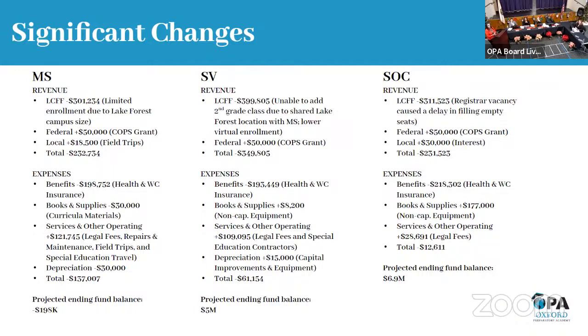SV is projecting lower revenues of $350,000, and SOC is currently projecting lower revenue of $232,000. So moving on to expenses.